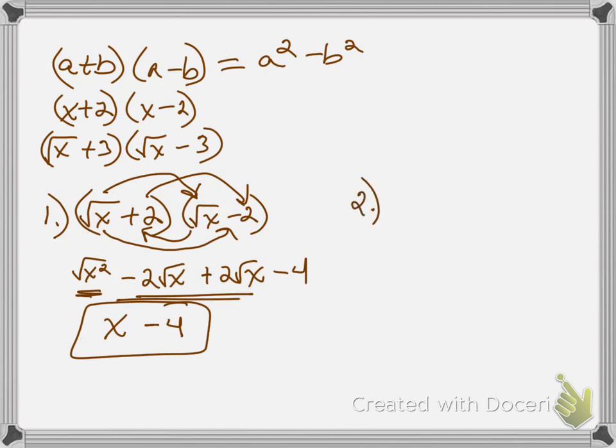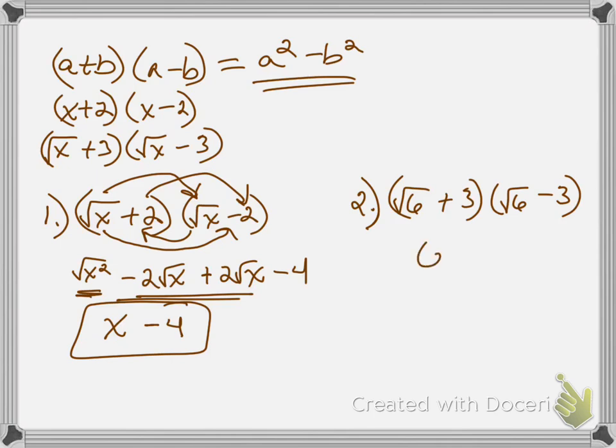So the second one, we have the square root of 6 plus 3 times the square root of 6 minus 3, right? So if we just go by the formula, square root of 6 times the square root of 6 just gives us 6, okay? And then 3 times negative 3 gives us negative 9, so our answer is negative 3, okay?